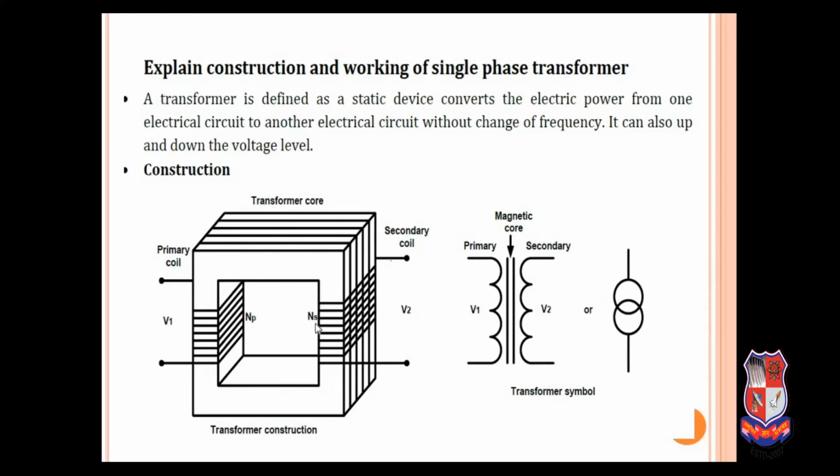This is the construction of a single phase transformer having a primary winding, transformer core and secondary coil. These are the parts of a transformer. The winding which is connected with the single phase AC supply is considered as the primary winding, whereas the winding which is connected with the load is considered as the secondary winding. And this is the transformer core located over here. This is the symbol of the transformer.